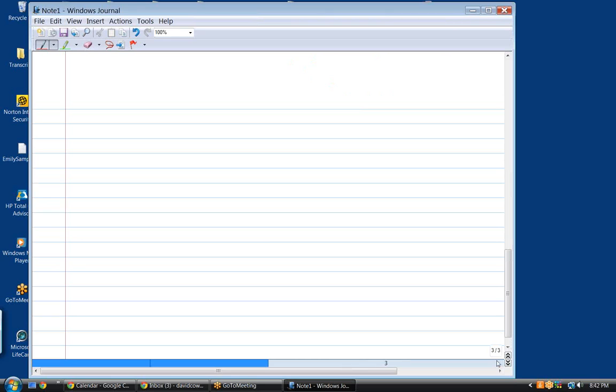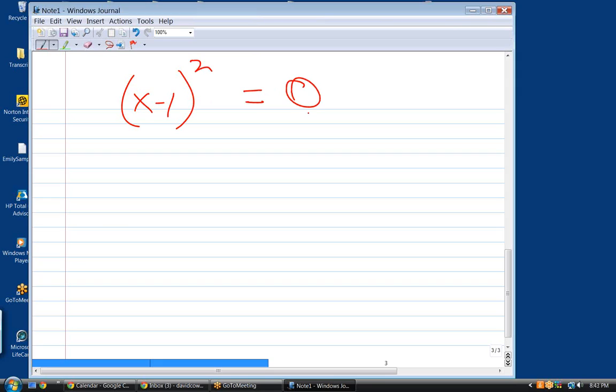Okay, the next one is, in parentheses, x minus 1, squared, equals 0. Okay. What can I do as a first step? Can't you multiply the what's in the parentheses by 2 and factor? Like I could FOIL it out, but here's what I'm going to get.